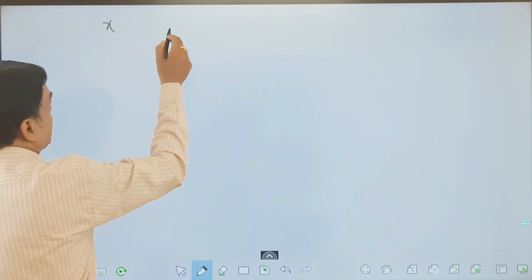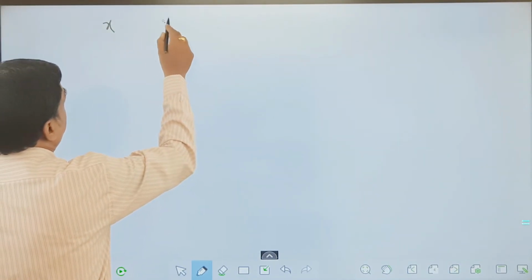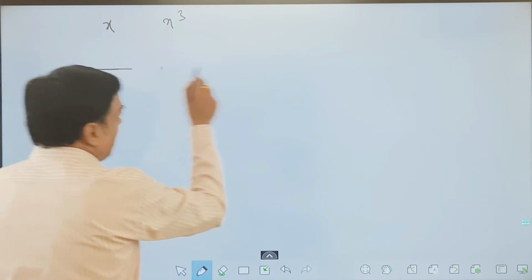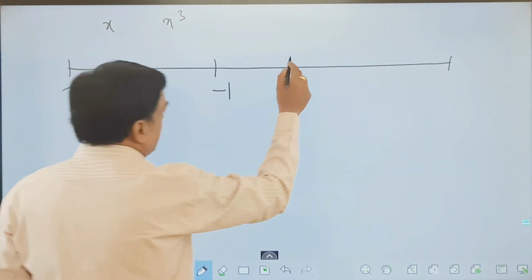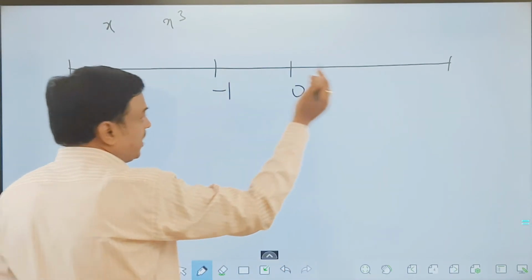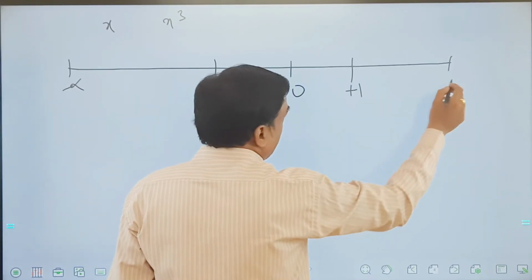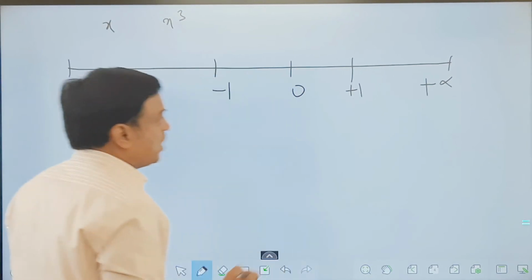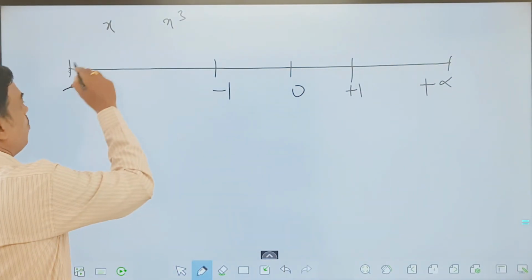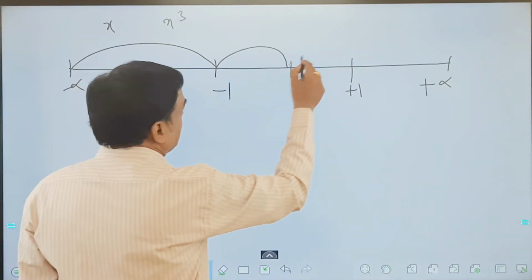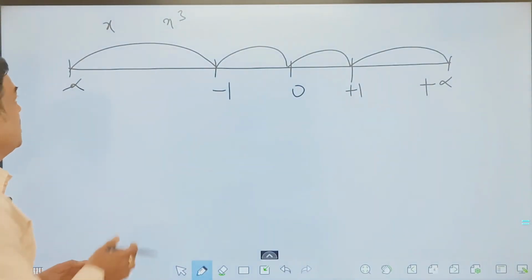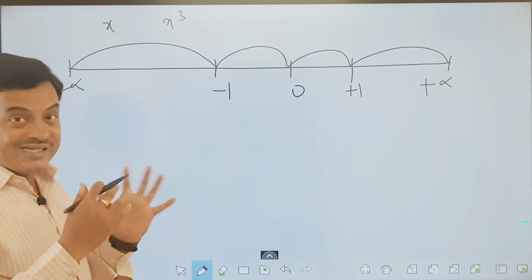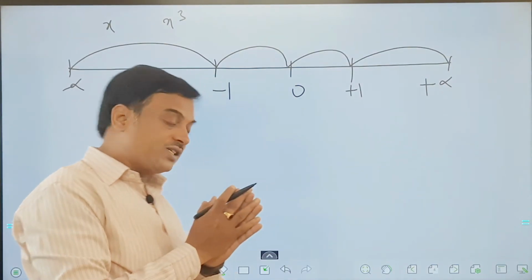If I take x and, for example, x cube, again you all know the integer line: minus infinity, minus 1, 0, plus 1 and plus infinity. So I have 4 different ranges here. You can see 1, 2, 3 and 4. These are the 4 ranges in which we check where x is greater than x cube, where x is less than x cube, and all such discussions we'll make.